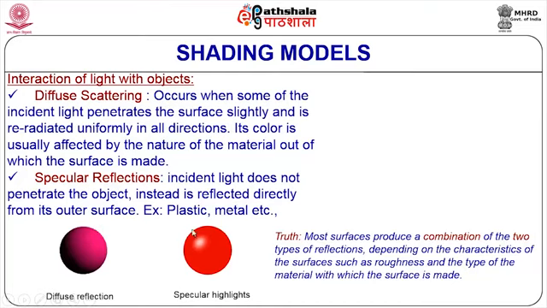But when an object is made up of metals, or plastic-like objects, or shiny surfaces, whatever light falls on the object, most of the light gets reflected in a specific direction. That is why you would see what is called a specular highlight. This bright spot on the surface is called a specular highlight. As I said earlier, most objects are made up of surfaces or materials which exhibit a combination of both diffuse and specular properties.